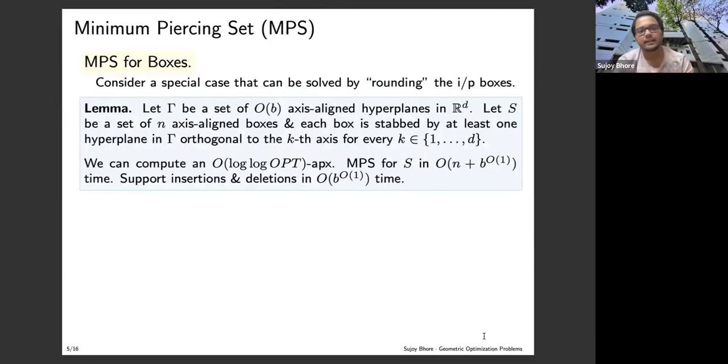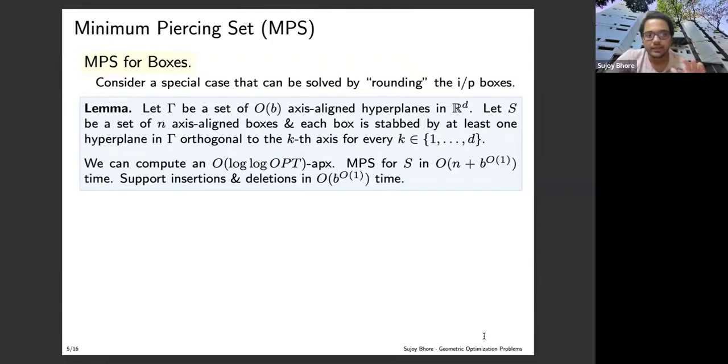So let's say that we are given a set of roughly order B axis-aligned hyperplanes. This parameter B, we are going to set it later. So let's say that we have this set of order B axis-aligned hyperplanes in R^d. And let's say that we have a set of n axis-aligned boxes, and each box is stabbed by at least one of the hyperplanes which is orthogonal to the kth axis for every k.